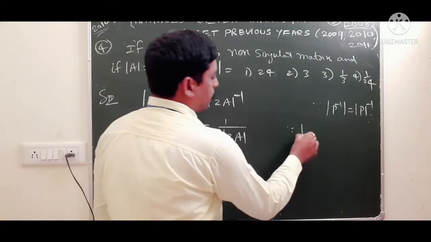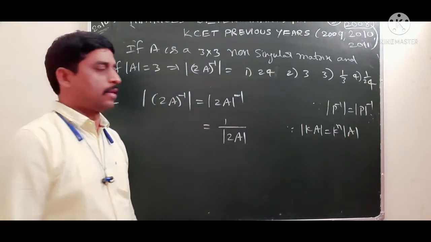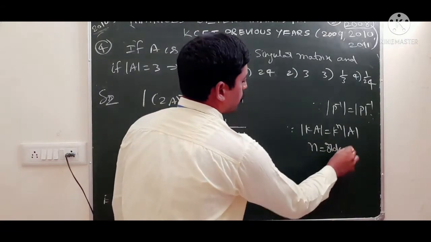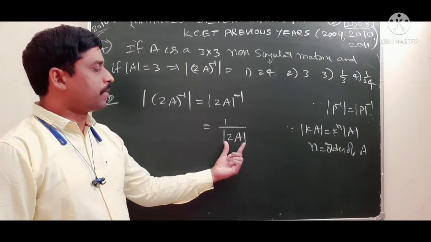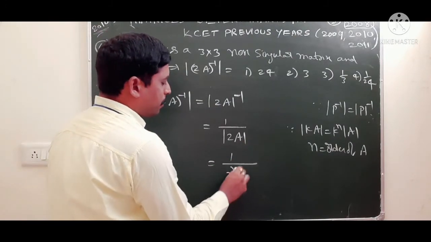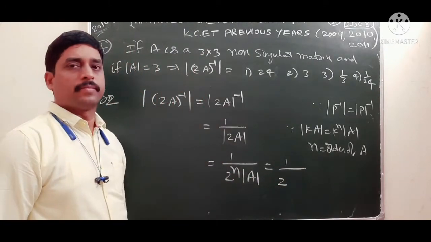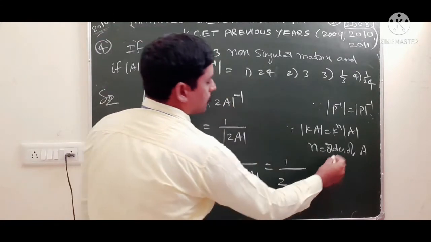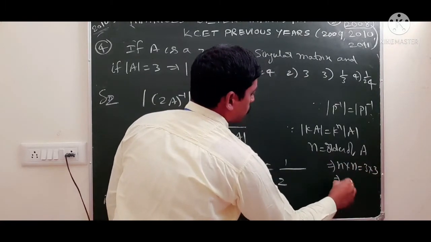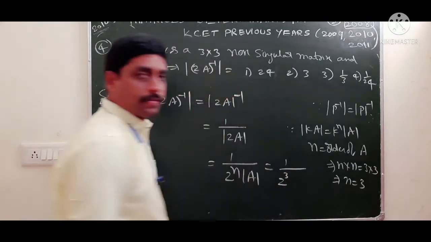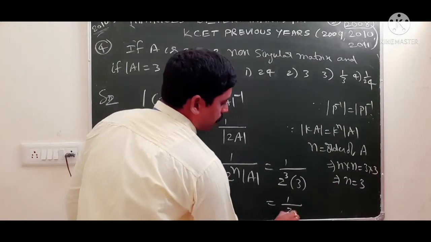We have det of Ka is equal to K to the power n into det A, where n is the order of the matrix. So det of 2A can be written as 2 power n into det of A. The matrix is 3 by 3, so n is equal to 3. So 2 power 3 into the given det A value 3, so this will be 1 by 8 times 3, which is 24.